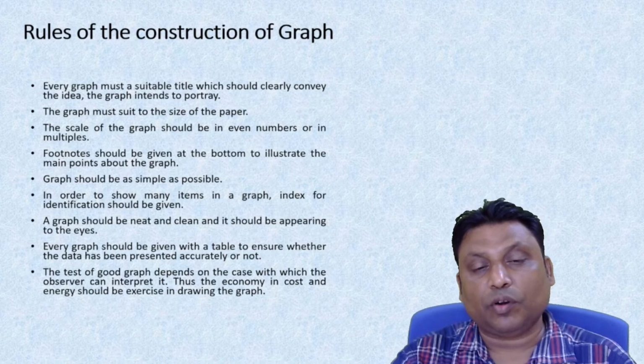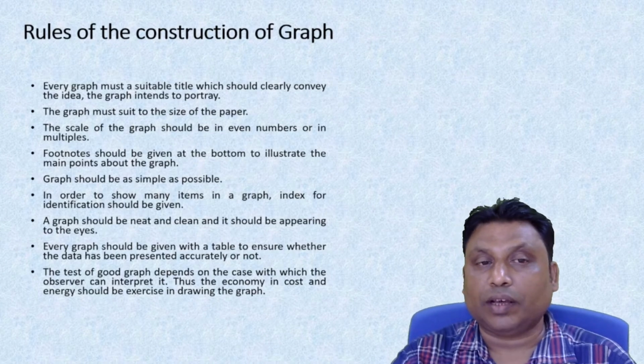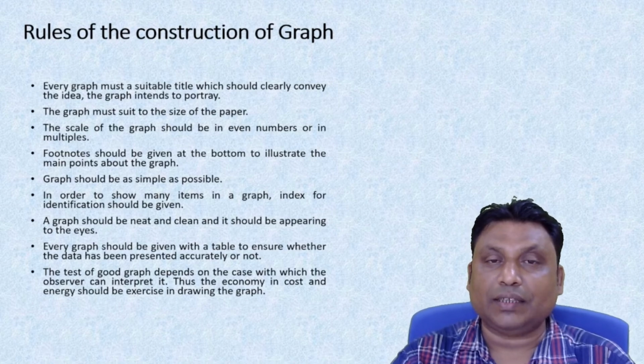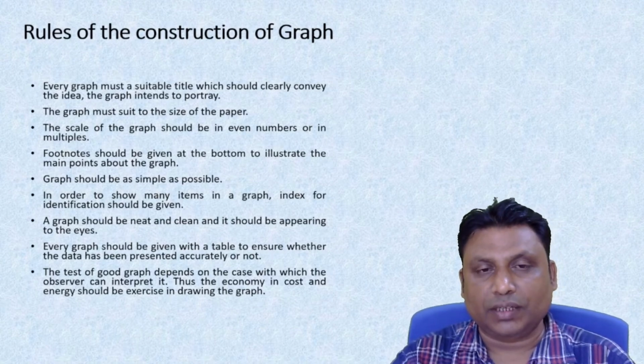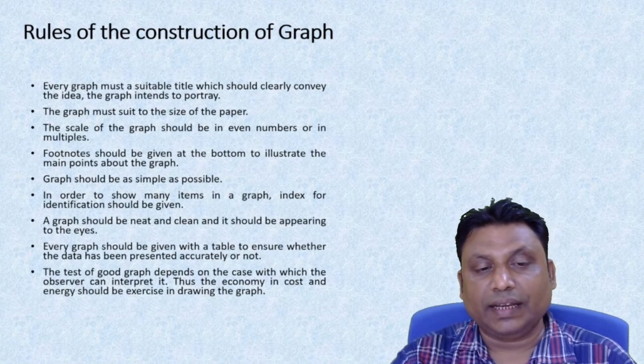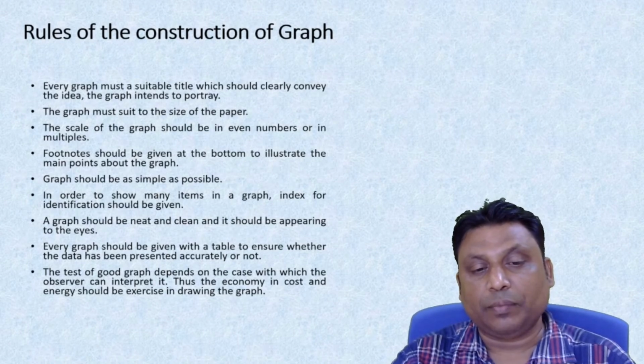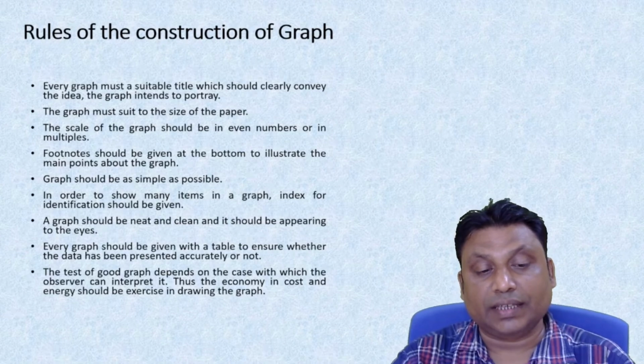Footnotes should be given at the bottom to illustrate the main points about the graph. The graph should be as simple as possible. In order to show many items in the graph, index identification should be given. If you are giving more graphs or larger sizes, which we will discuss one by one later, you should put the name. A graph should be neat and clean and appealing to the eyes. Every graph should be given with a table to ensure whether the data has been presented accurately or not. The test of a good graph depends on whether the observer can interpret it. Thus, economy in cost and energy should be exercised while making the graph.